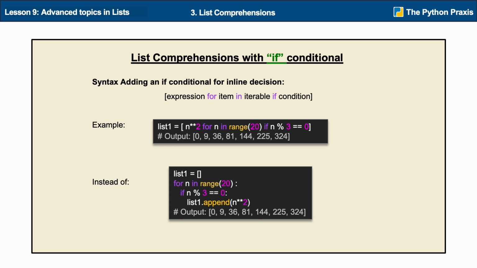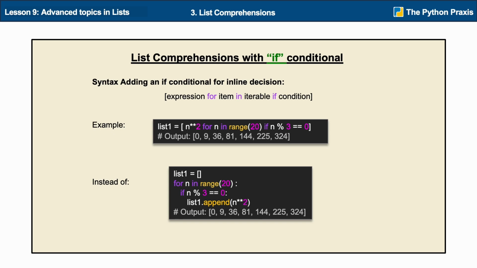For example, we can write list1 equals, and in square brackets we put n to the power of 2 for n in range 20 if n modulo 3 is equal to 0. The output will be a list named list1, containing the squares of the numbers in the range from 0 to 20 that are also multiples of 3.